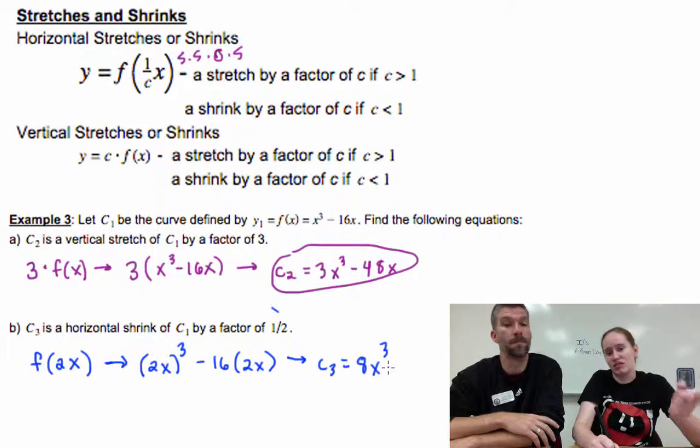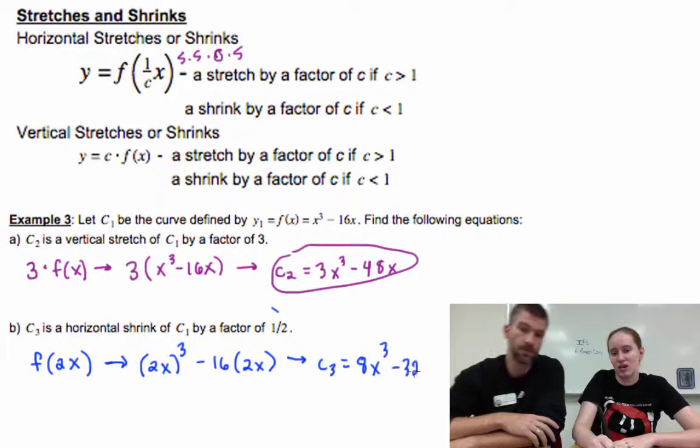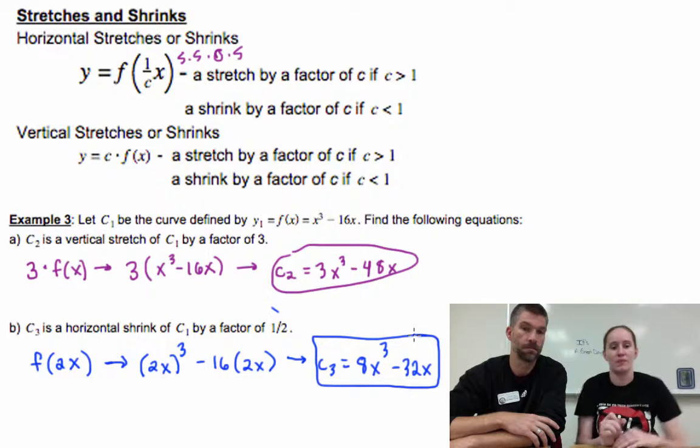8x cubed, and then 16 times 2, negative 32x. There we go. Not too bad. Excellent stuff.